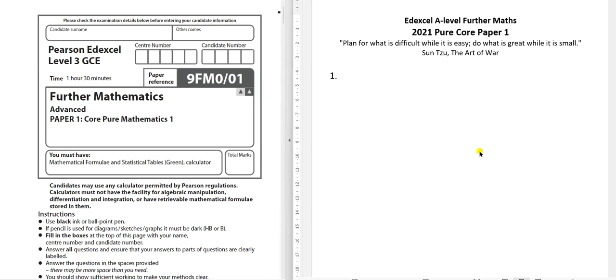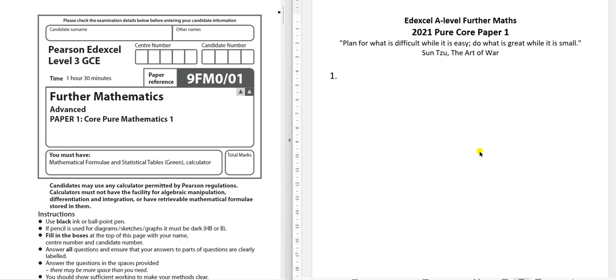This is Edexcel A-Level Further Maths 2021 Pure Core Paper 1. I'm not going to work through every question. I'm going to make this deliberately a quick video, but I wanted to illustrate one technique that I think might be worth trying, which is to invest the first perhaps 15 minutes of the exam getting your bearings and breaking the big problem of an hour and a half exam where you want to get as many of the 75 marks as possible into smaller problems.